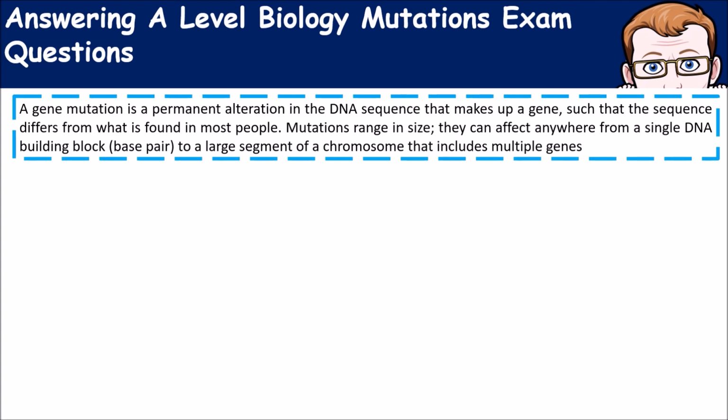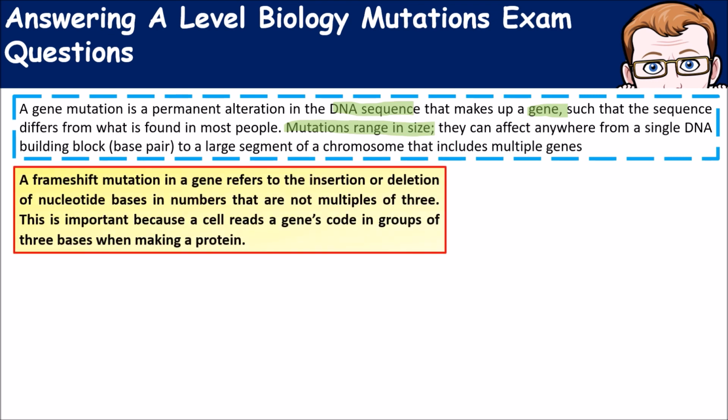Gene mutation is a mutation which is permanent, altering the DNA sequence of a particular gene, such that the sequence is different from that found in most people. It's also worth noting that mutations can be a range of sizes. It's not necessarily just one nucleotide.